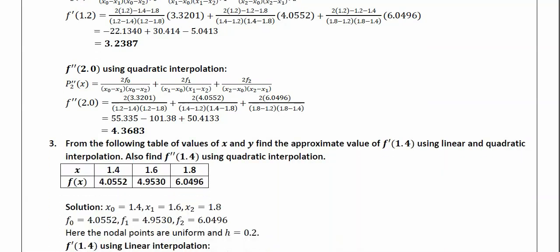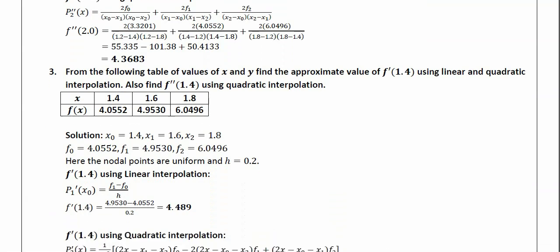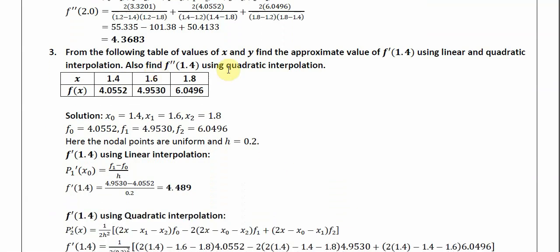Now the third problem is a case of uniform nodal points. From the following table of values of x and y, find the approximate value of f dash of 1.4 using linear and quadratic interpolation. Also find f double dash at 1.4 using quadratic interpolation. So 1.4, 1.6 and 1.8, these are uniform nodal points. Therefore, I can write the value of h. This is nothing but 0.2.